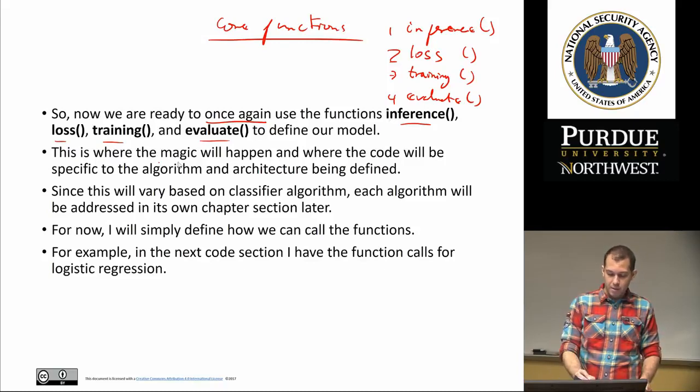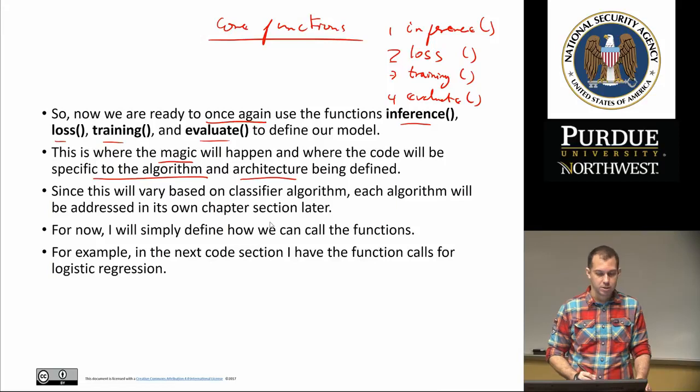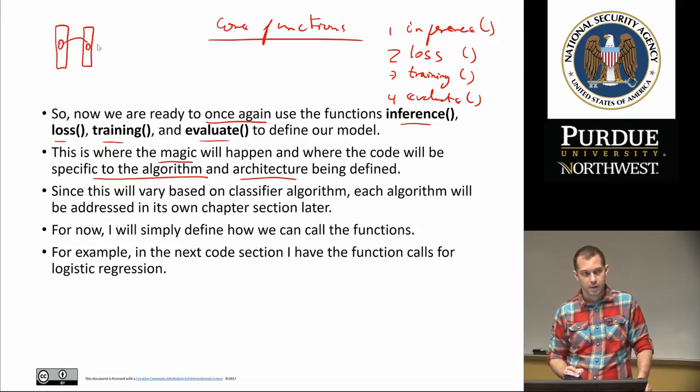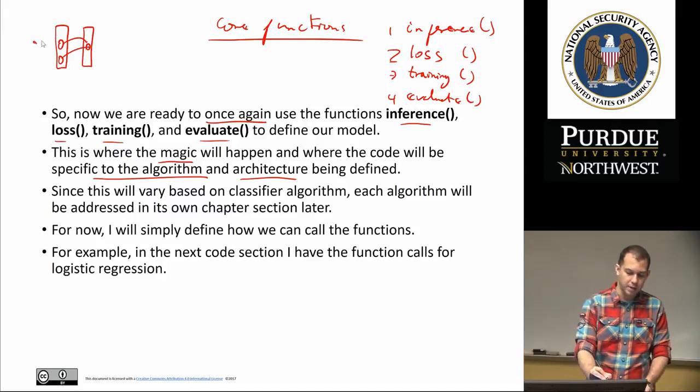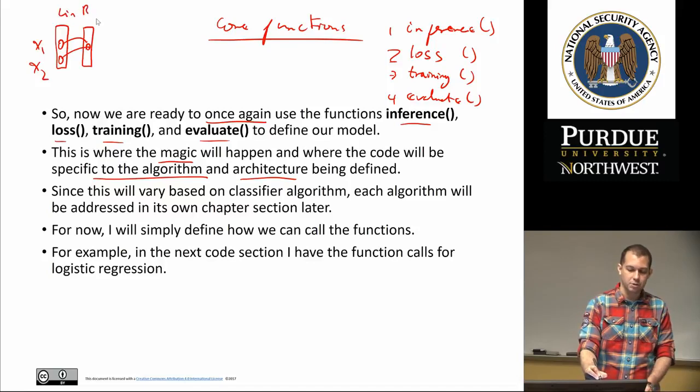So we are ready, once again, to use the functions that I just mentioned to define our model. Now, keep in mind, this is where the magic will happen in deep learning, right? Where you define all the elements and where the code will be specific to the algorithm and the architecture being defined. So in our case, since this is logistic regression, remember we talked in our previous example of how our linear regression model just had 2 layers, 1 output neuron, and actually just 1 input neuron and 1 weight. However, you could have another input neuron, so this would be like if we had x1 and x2. But this was the architecture for linear regression, right?